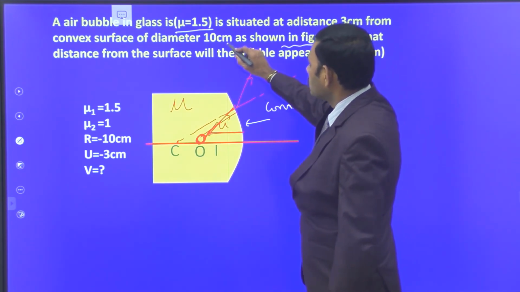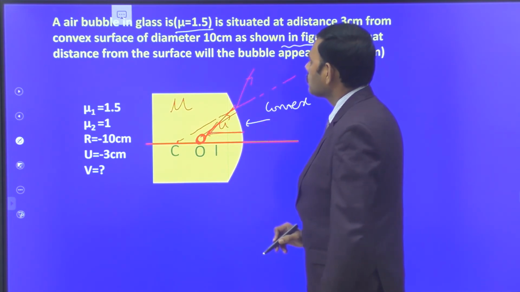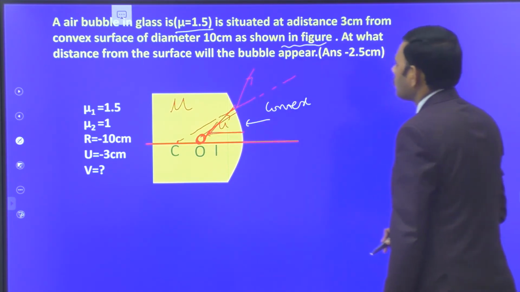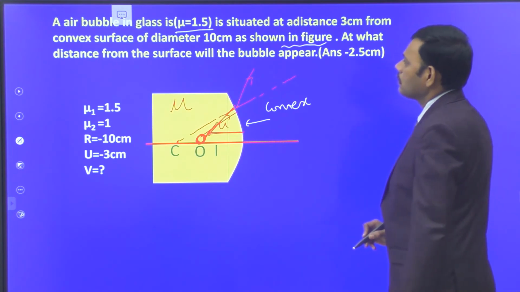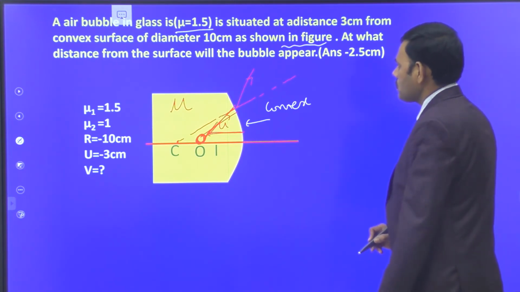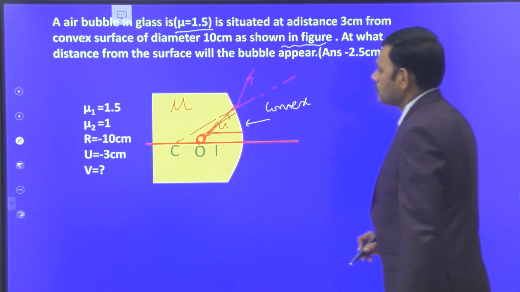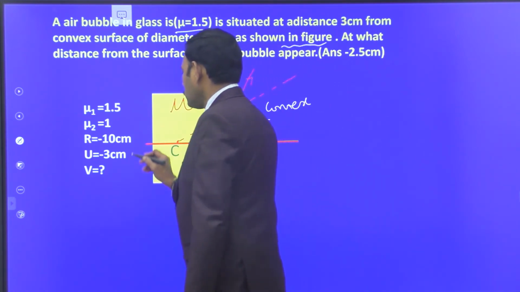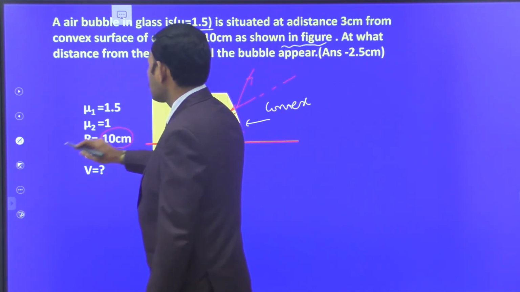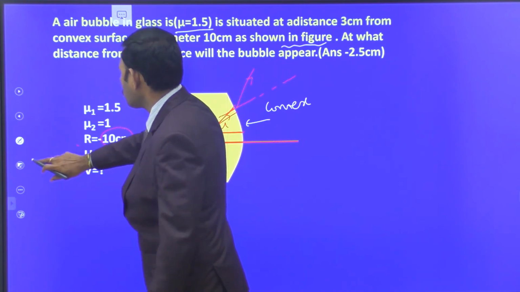Diameter is 10 centimeters. Here, a convex surface of diameter 10 centimeters as shown in the figure. At what distance from the surface will the bubble appear? So, diameter 10 centimeters means the radius is considered as 5 centimeters.